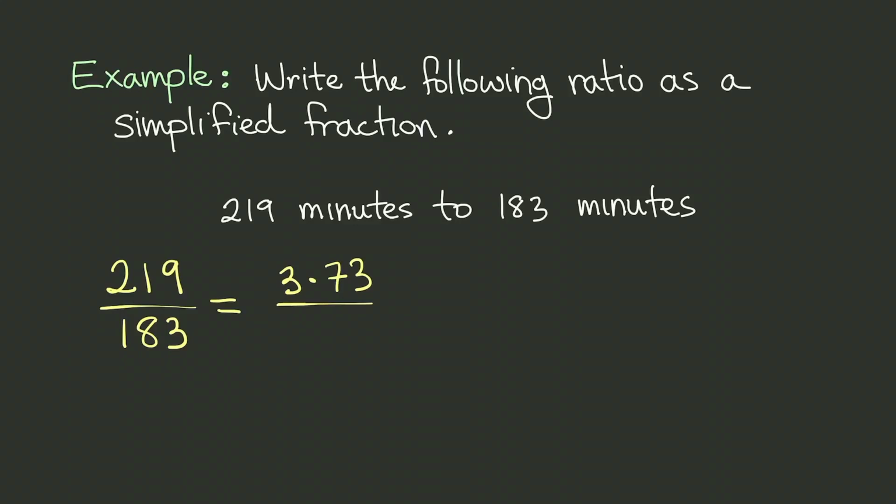It also turns out that 3 divides 183, and you get 3 times 61. 73 and 61 are both prime numbers. But what we can do here is cancel the 3's. So now we're going to have 73 over 61.